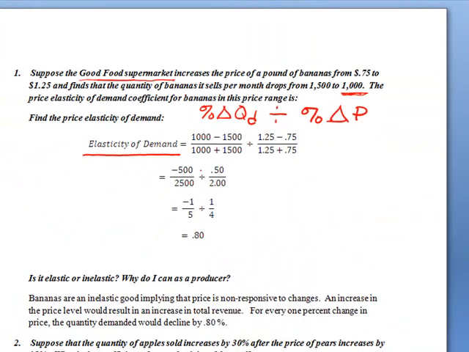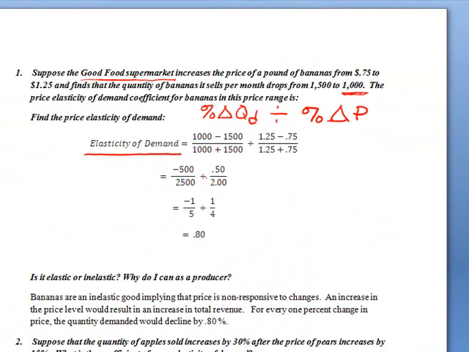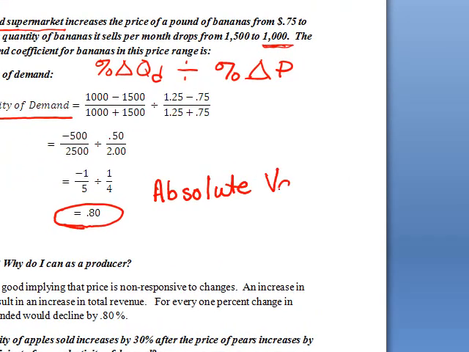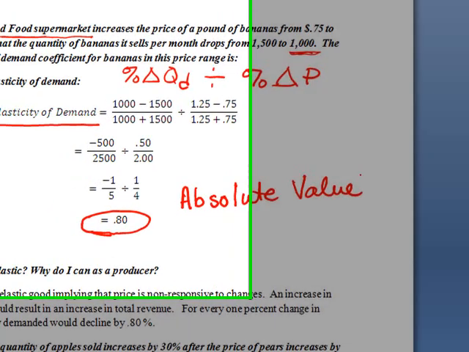So I'm going to work a little math here. I'm going to get my negative 1/5 divided by 1/4, and what I should get would be a negative 0.8. Now you notice this is a negative number here. For elasticity of demand, I'm going to take the absolute value of it because I know that the law of demand tells me there will be a negative relationship between price and quantity demanded.